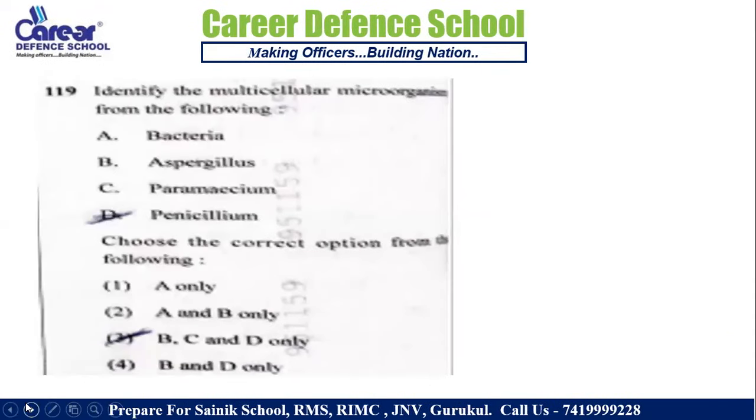Identify the multicellular microorganisms from the following: bacteria, acidophilus, paramecium and penicillium. The answer for 119 is the fourth option, B and D. B and D are acidophilus and penicillium. I repeat, option 4 is the correct answer. Let's move on to the 120 question.